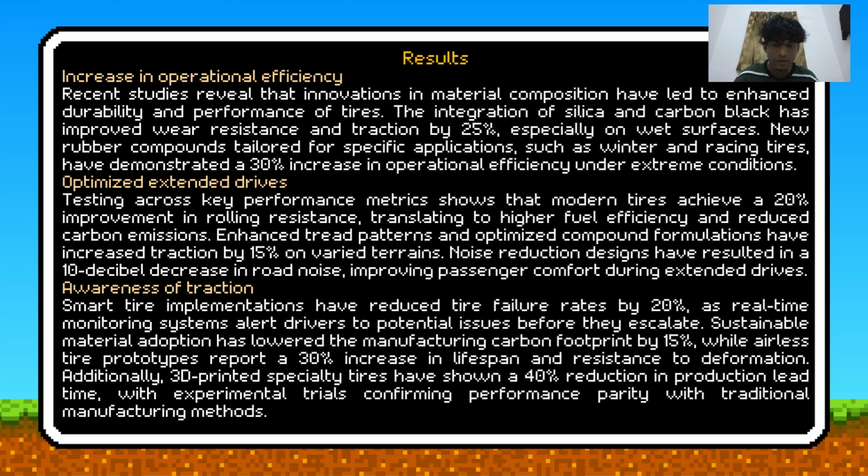The next one is optimized extended drives. Testing across key performance metrics shows that modern tires achieve a 20% improvement in rolling resistance, translating to higher fuel efficiency and reduced carbon emissions. Enhanced tread patterns and optimized compound formulations have increased traction by 15% on varied terrains. Noise reduction designs have resulted in a 10 decibel decrease in road noise, improving passenger comfort during extended drives.